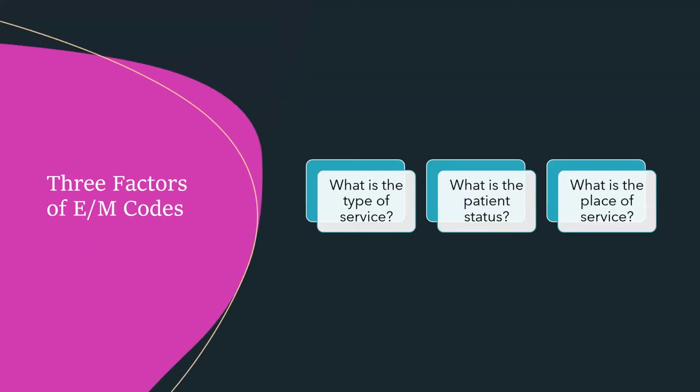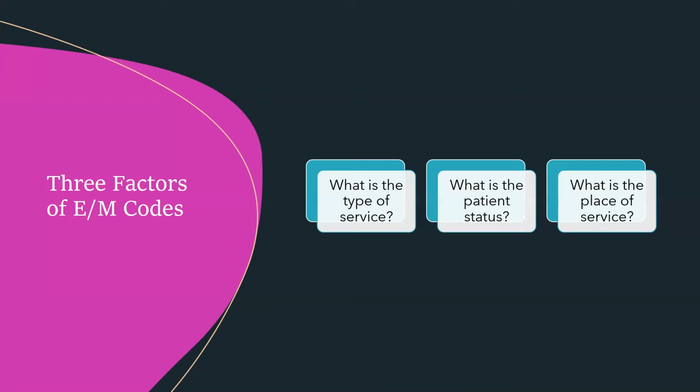3 factors of E&M coding. What is the type of service? What is the patient status? And what is the place of service? Let's start with the very first one. What is the type of service? This refers to the kind of E&M encounter. So for example, was it an office visit, a consultation, hospital discharge, telemedicine?